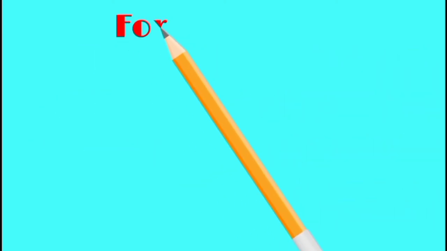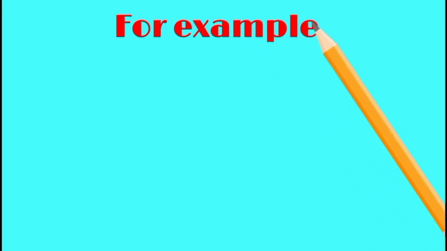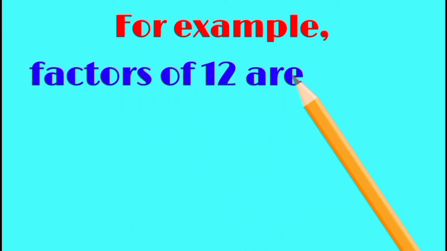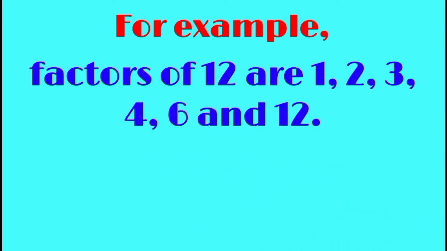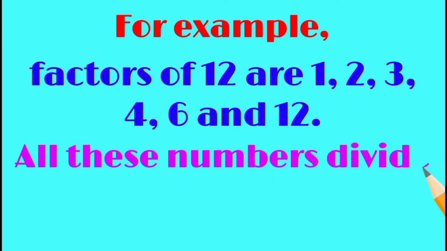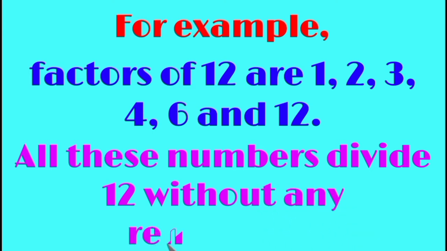I'm going to be taking an example to explain this. For example, you are asked to write out the factors of 12. You will notice that all the factors of 12, that is all the numbers that can divide 12, are 1, 2, 3, 4, 6, and 12. All these numbers can divide 12 without leaving a remainder. So this is what makes them factors of 12.